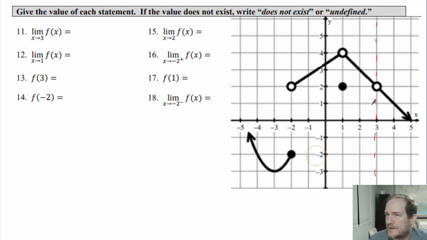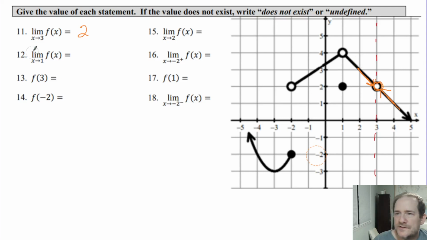So what happens as I approach 3 from the left? Well, I get 2, of course. It doesn't matter that it's a hole, remember? Limits are defined by the y values that they approach. They are not the y values that you actually get. They're the y values you come close to. And I'm coming close to 2. And if I come in from the right-hand side, I'm still coming close to 2. So since left-hand limit equals right-hand limit equals 2, this limit is 2.